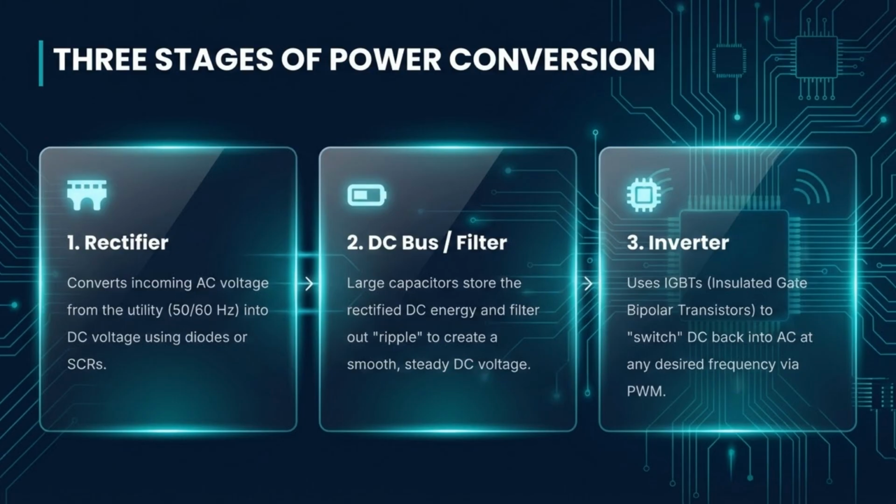VFDs operate through three stages of power conversion. First, the rectifier converts incoming AC to DC. Next, the DC bus filters the power. Finally, the inverter uses IGBTs to switch the DC back into AC at the desired frequency.